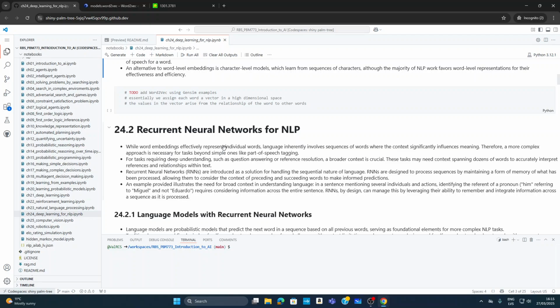So word embeddings can effectively represent individual words, right? But of course, for similarity tasks, these are great. But sequences of words, of course, influence meaning. So for more difficult tasks, we need something a little bit deeper, so to say. Something called recurrent neural networks would be one of the solutions, meaning they represent the sequential nature of our language.